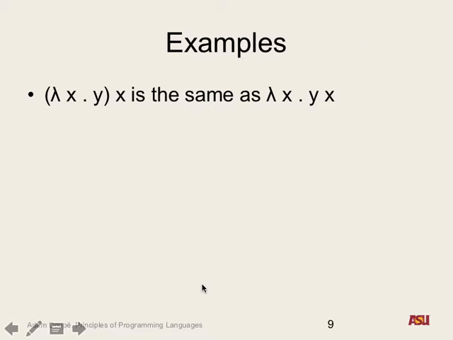Okay, some other examples. Is this the same as lambda x dot y x? No. Why not? Because you would arrive there via a different tree. But what do the disambiguation rules tell us about this expression on the right? Y x is one expression, but lambda x is another. Exactly.